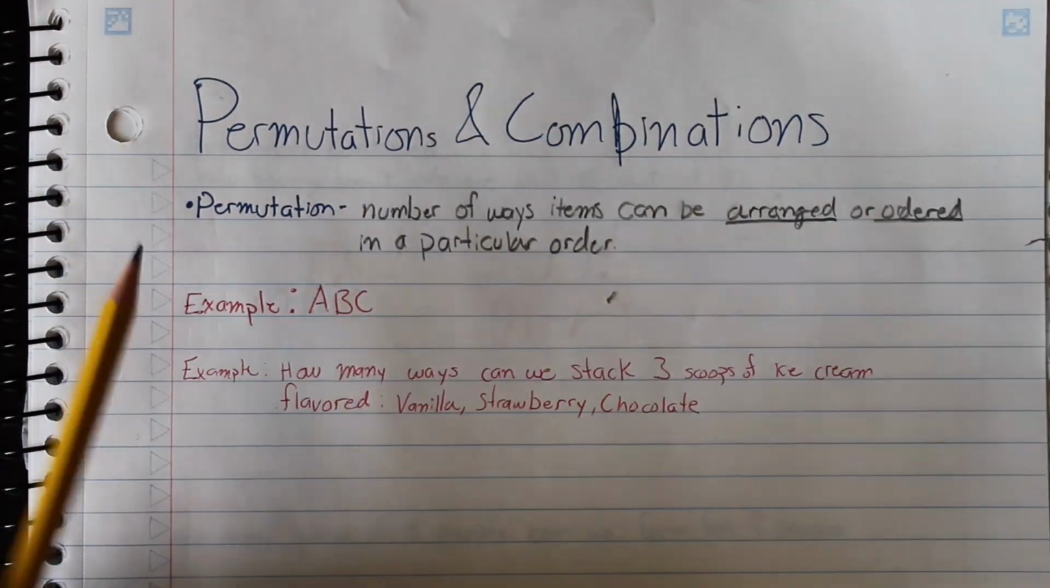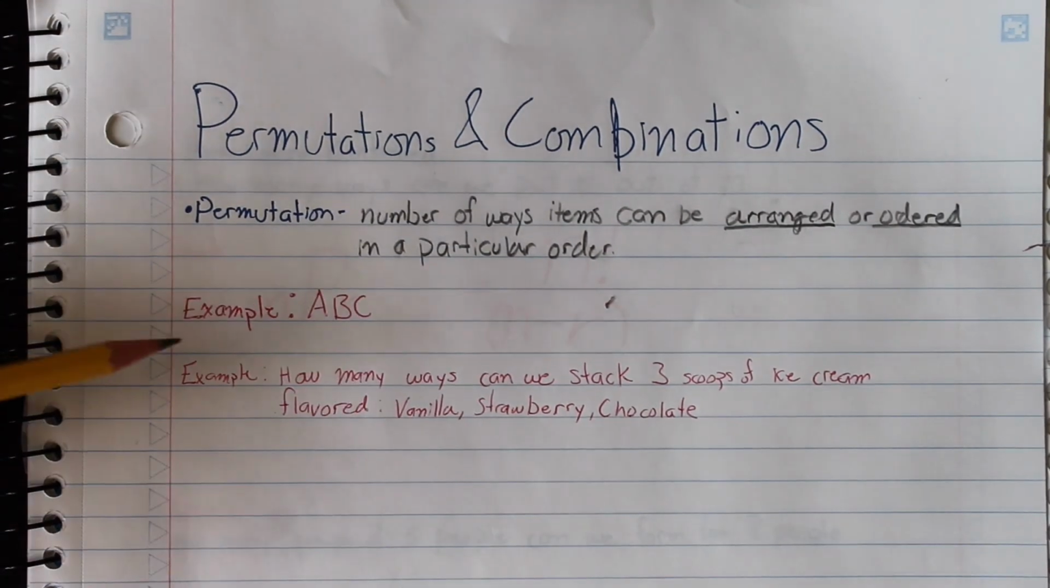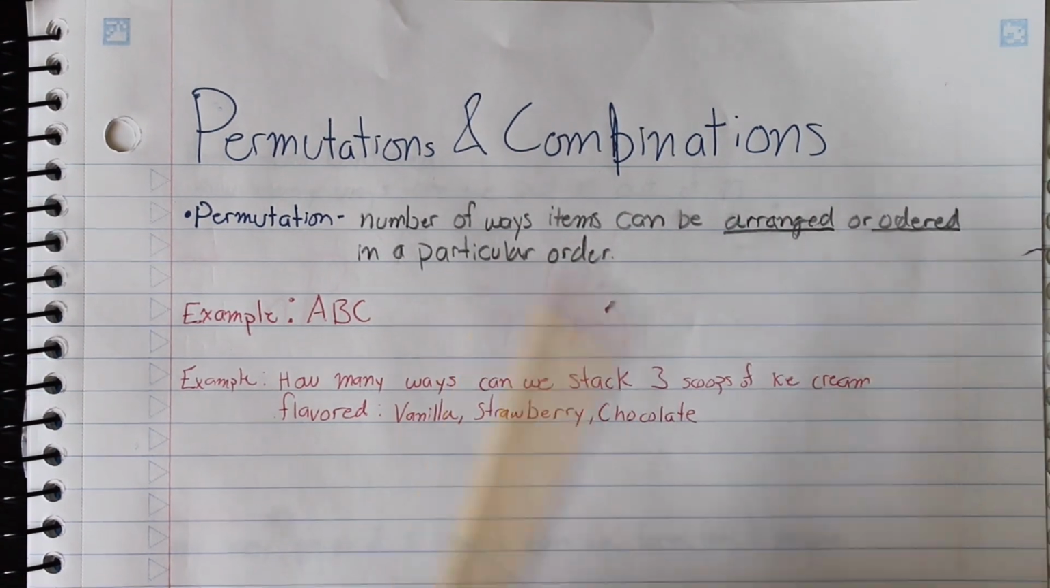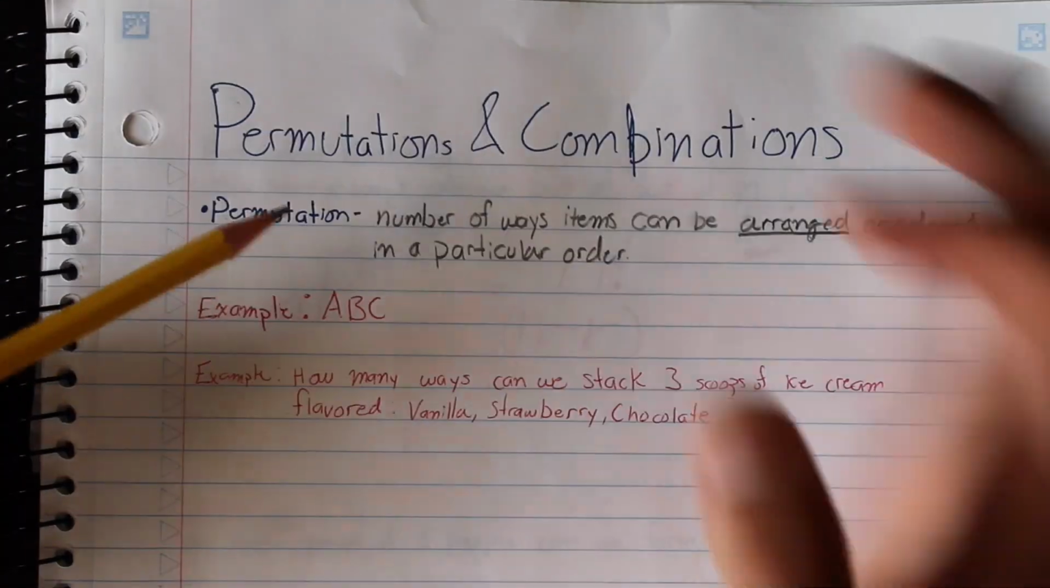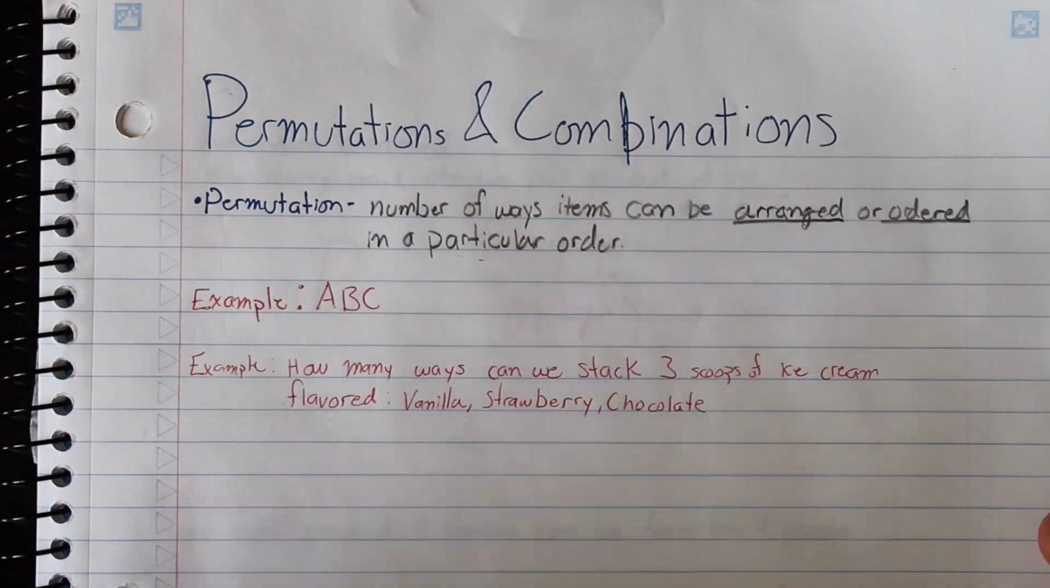Okay, so today I'm going to be teaching you how to do permutations and combinations. So first of all, what is a permutation? Permutations are, as it says right here, the number of ways that an item can be arranged or ordered in a particular order. Okay, and in permutations, order matters.